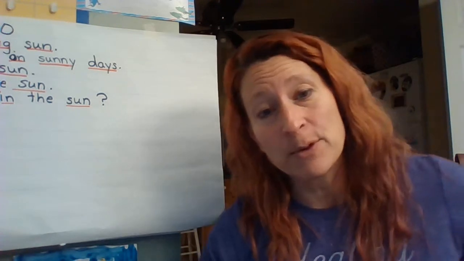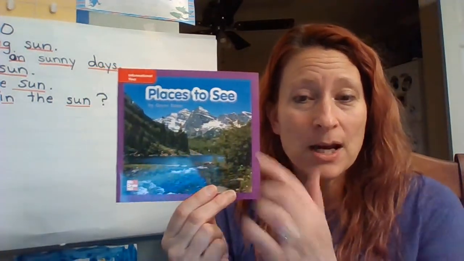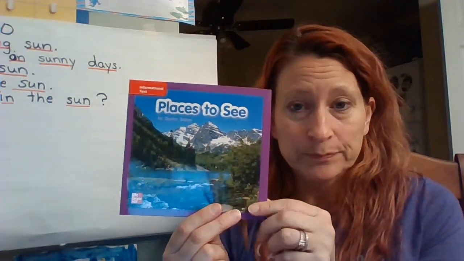All right, guys, let's start now because some of those words are in our book. So I actually have this one, and we're just going to look at this one. This is an informational text. That means it's going to give us information, and we know that because the pictures on here are photographs.